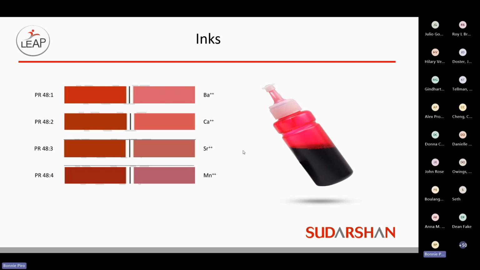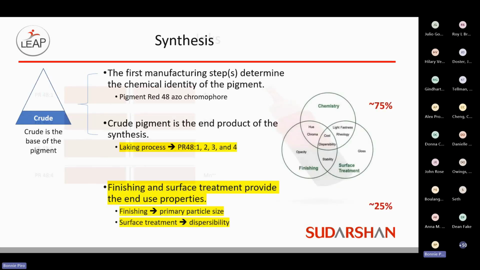Transitioning now into the inks formulation. Here we took a look at a solvent-based NC ink formulation, comparing the same four chemistries in order to see their impact. So again, same idea here. We're taking a look at both the actual chemistry as well as the impact of some of the finishing that might make a difference in terms of the performance.